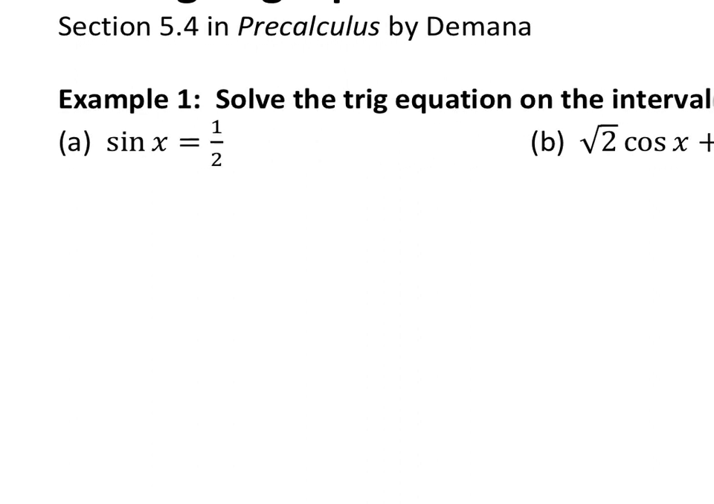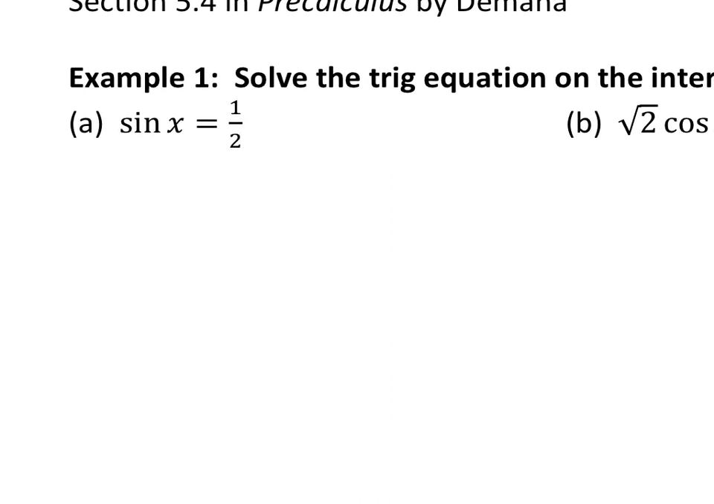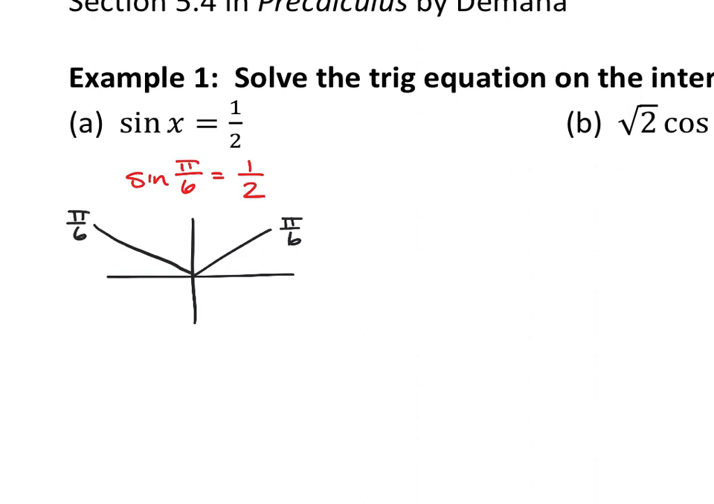To solve these problems, what you're going to do is think about the chart that we know in a backwards way. We know that the sine of pi over 6 is equal to 1/2. So I know that x is pi over 6, but that is not the only place where sine of x is equal to 1/2. We also know that since sine is positive in quadrant 1 and quadrant 2, there will be an angle here, pi over 6, and there will be an angle here that's pi over 6.